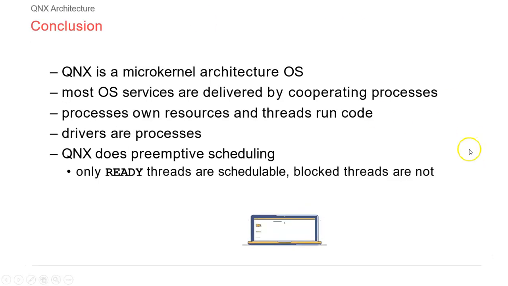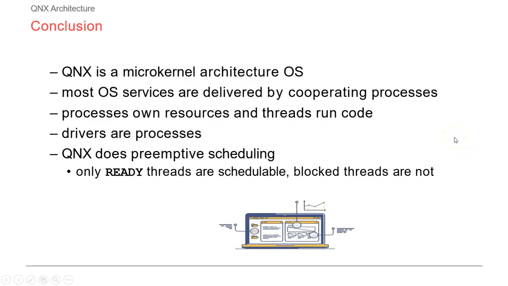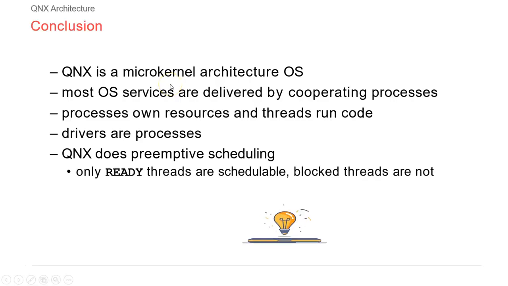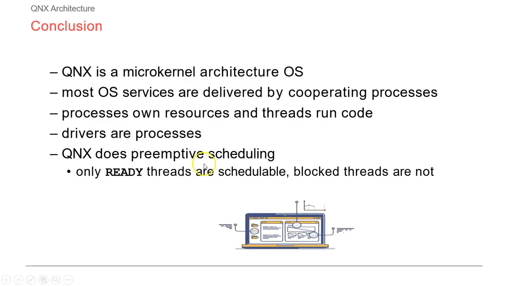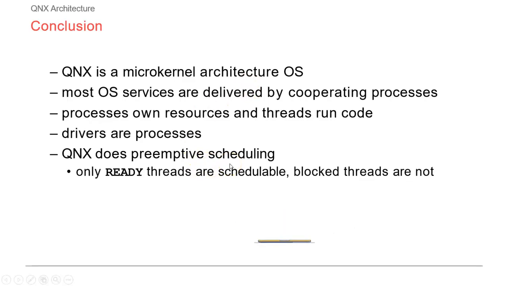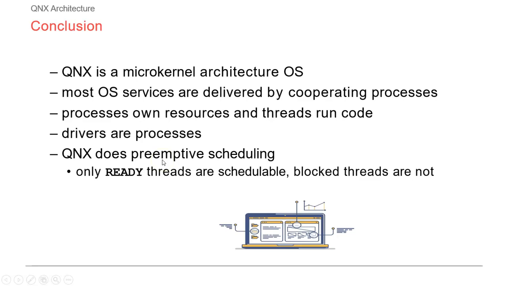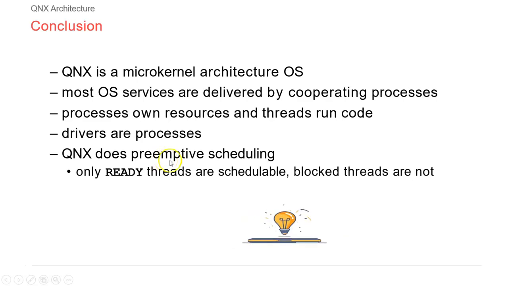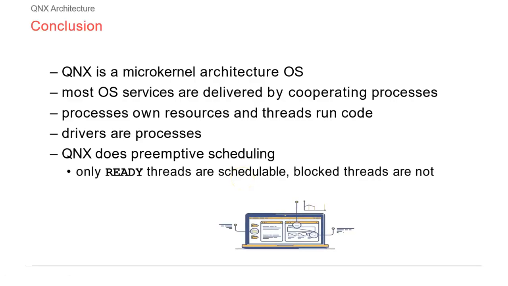So coming to the conclusion, QNX is a microkernel architecture (RTAS) where OS services are delivered by separate cooperating processes. Drivers are not inside the kernel, but they run as processes. Threads run code and resources are owned by processes. The operating system supports preemptive scheduling, which is necessary for strict real-time behavior. So in industry, especially automotive, this architecture provides robustness and safety, which is why QNX is considered one of the best RTOS platforms.